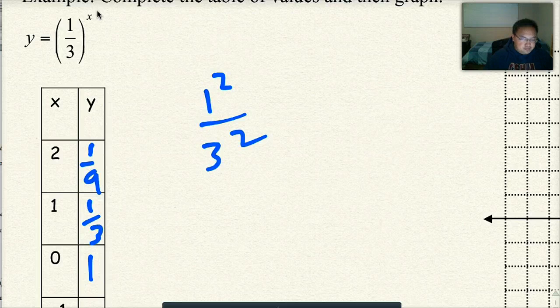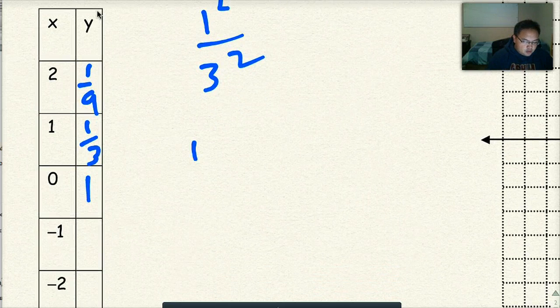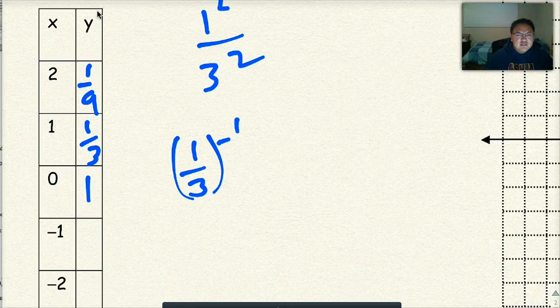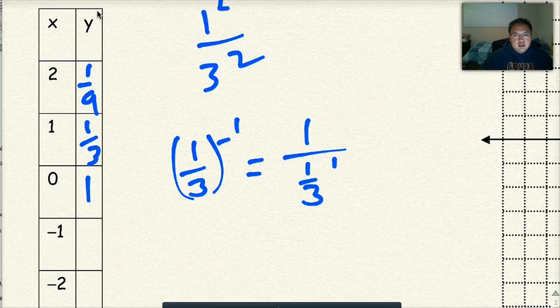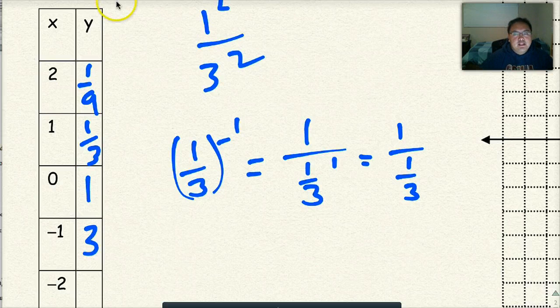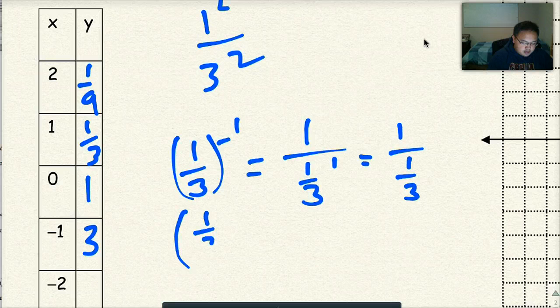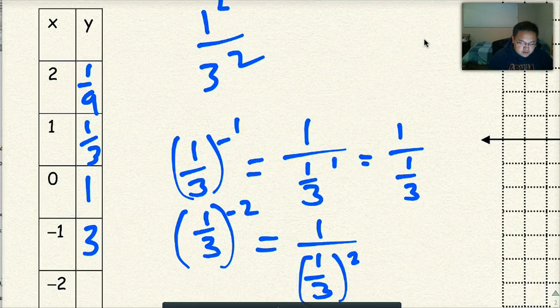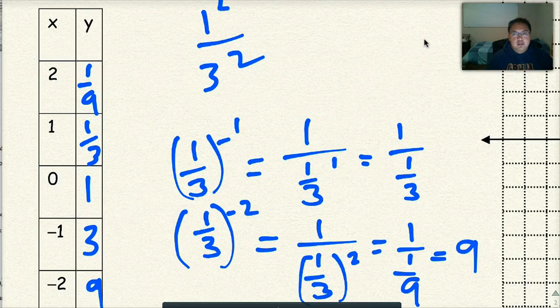If I put in -1, okay, this is where it gets tricky. 1/3 to the -1 is the same thing as 1 over (1/3) to the 1. 1/3 to the 1 is 1/3, and again I have a fraction within a fraction, so I flip and multiply, so this just becomes 3. And by that same method, 1/3 to the -2 is the same thing as 1 over (1/3) to the second power, which is the same thing as 1 over 1/9, which is the same thing as flipping and multiplying. You get 9. So that's how you do an exponential function.